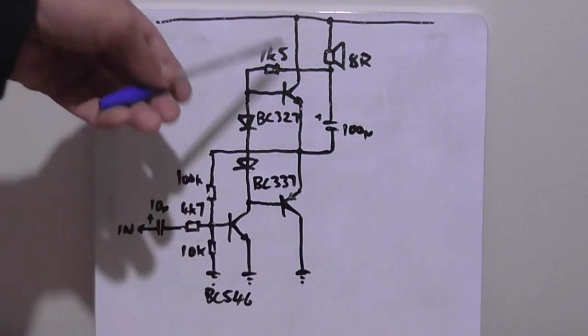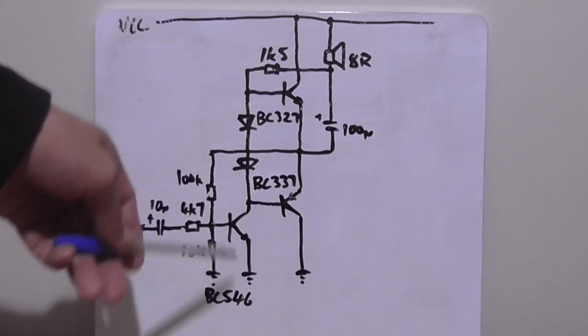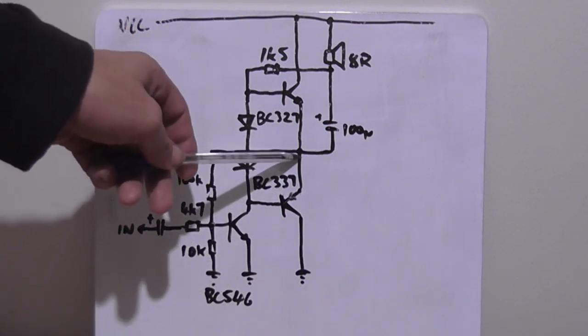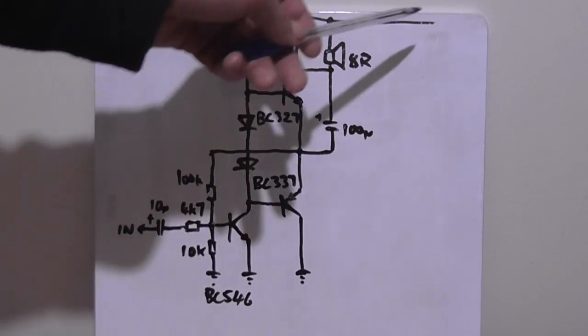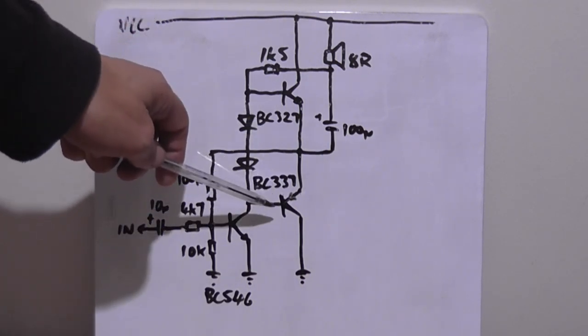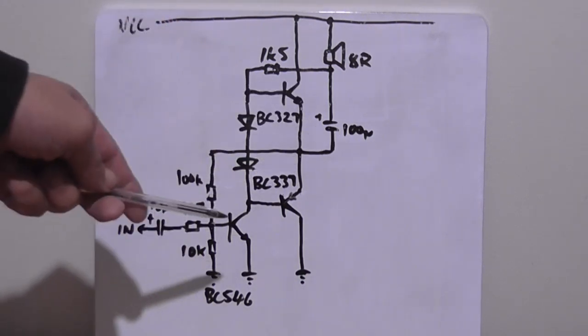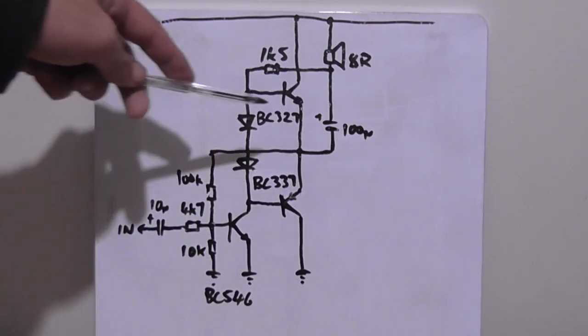It looks like a typical, well, in this case class A because of the way it's going to be biased. This is going to be at the half supply voltage point. This runs on 9 volts. BC327 NPN, BC337 PNP, again 800 milliamp each. The astute viewer will notice though something very interesting.